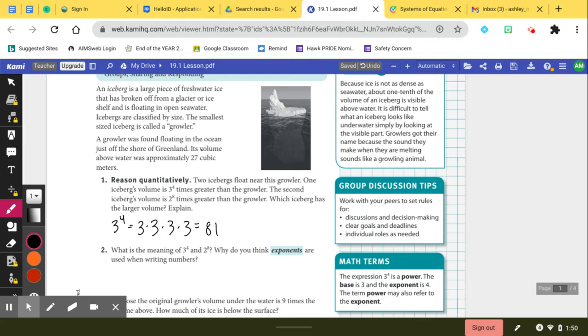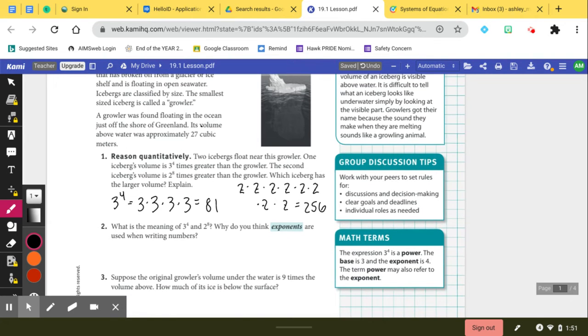And then the second iceberg is 2 to the 8th power, which is 2 times 2 times 2, 8 times. Well, 2 times 2 is 4, times 2 is 8, times 2 is 16, times 2 is 32, times 2 is 64, times 2 is 128, times 2 is 256. So the second volume is 256 cubic meters. So the second iceberg has a greater volume than the other iceberg.